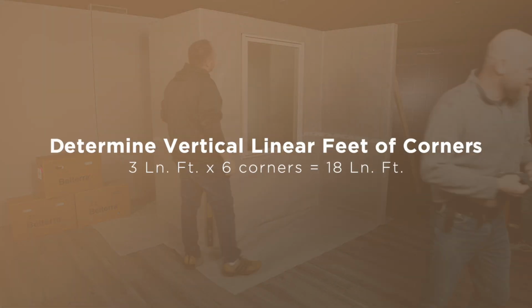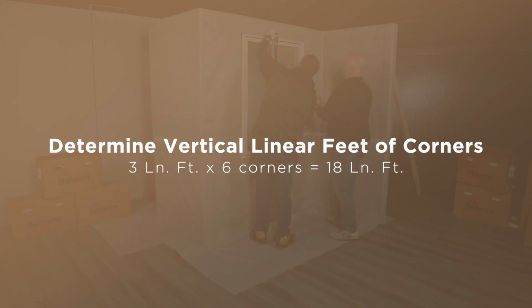Determine the number of vertical linear feet of corners. If the project has 6 corners and the stone will go 3 feet up the wall, then the project has 18 linear feet of corners. 3 linear feet by 6 corners equals 18.